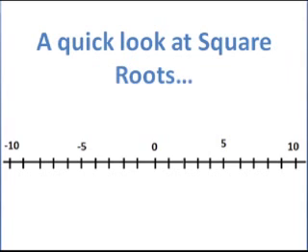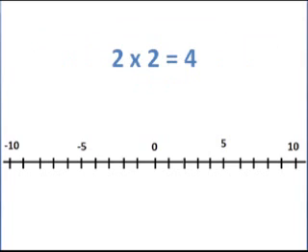So we'll take a look at that. But first we'll take a look at what square roots are quickly. 2 times 2, any number times itself produces a product. In this case, 2 times 2 produces the product of 4. That makes 2 the square root of 4. 3 times 3 produces the product of 9. Notice that it's 3 times 3 and not 1 times 9. 3 times 3 is 9. That makes 3 the square root of 9.